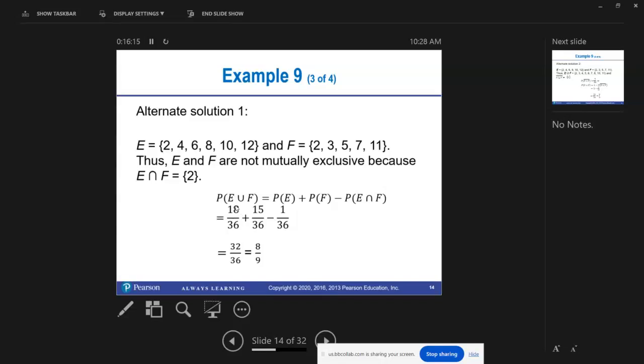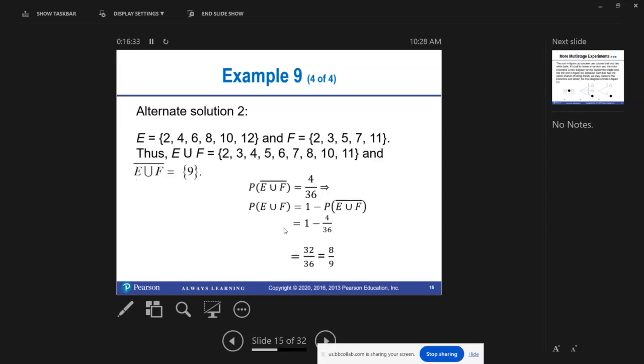Okay, so that would be 18 over 36 and add 15 over 36 and then subtract off what they had in common, the 1 over 36. Okay, so that's another option. There's not quite as many fractions there to add. Sometimes that's helpful.